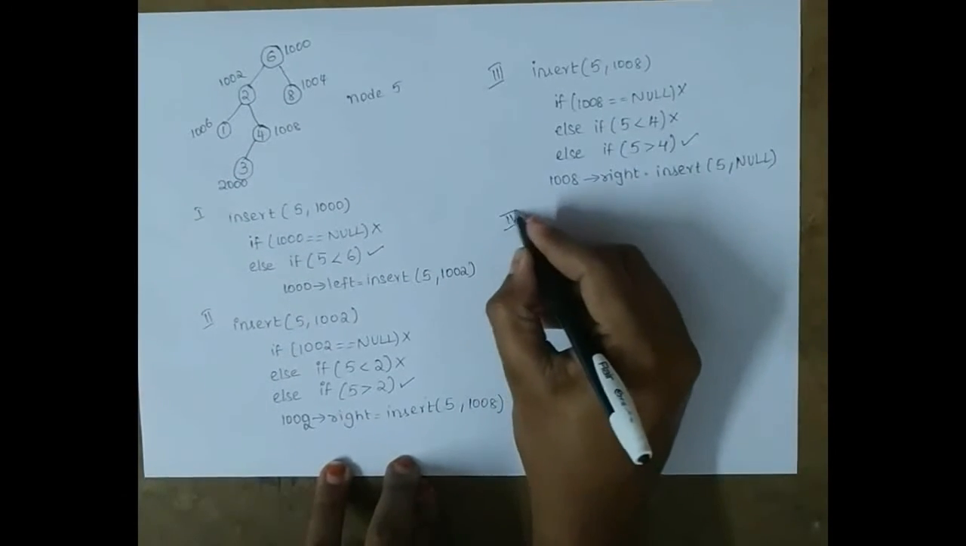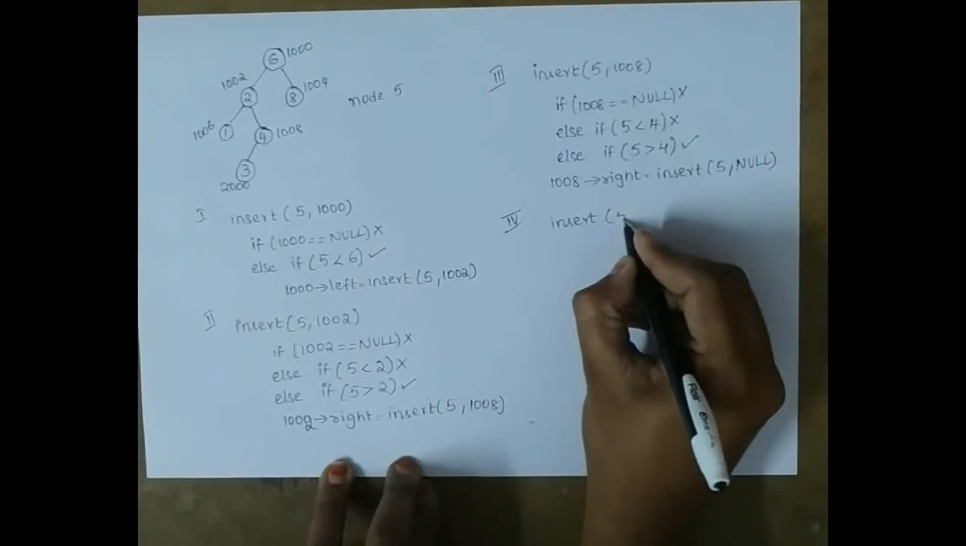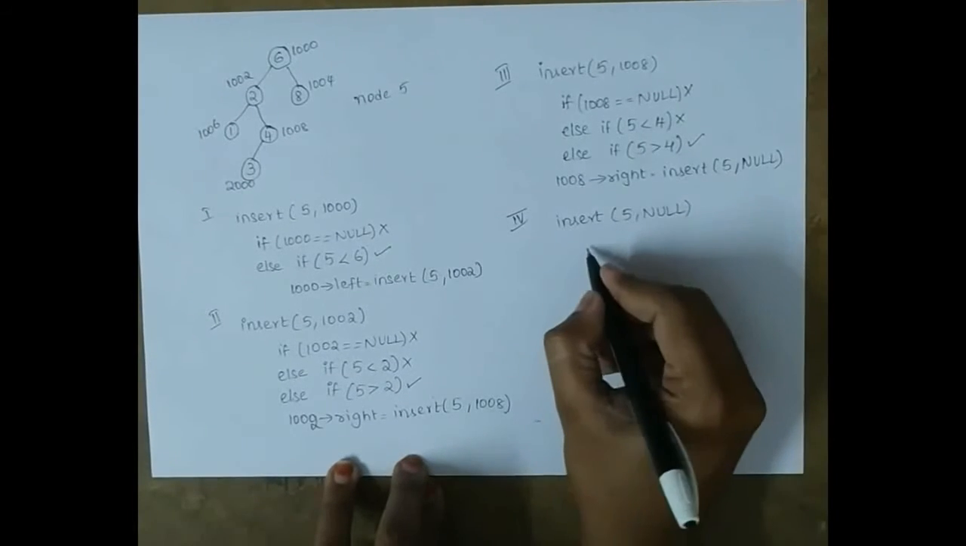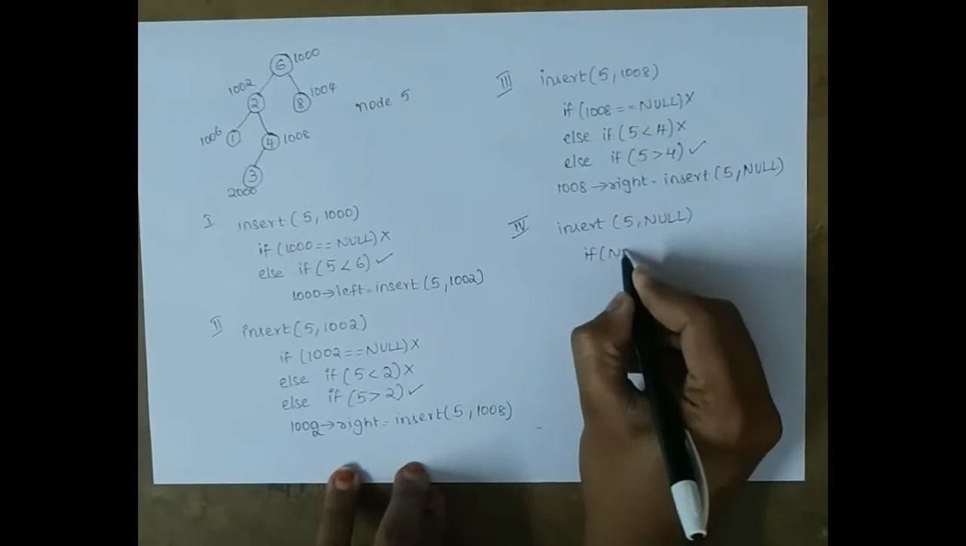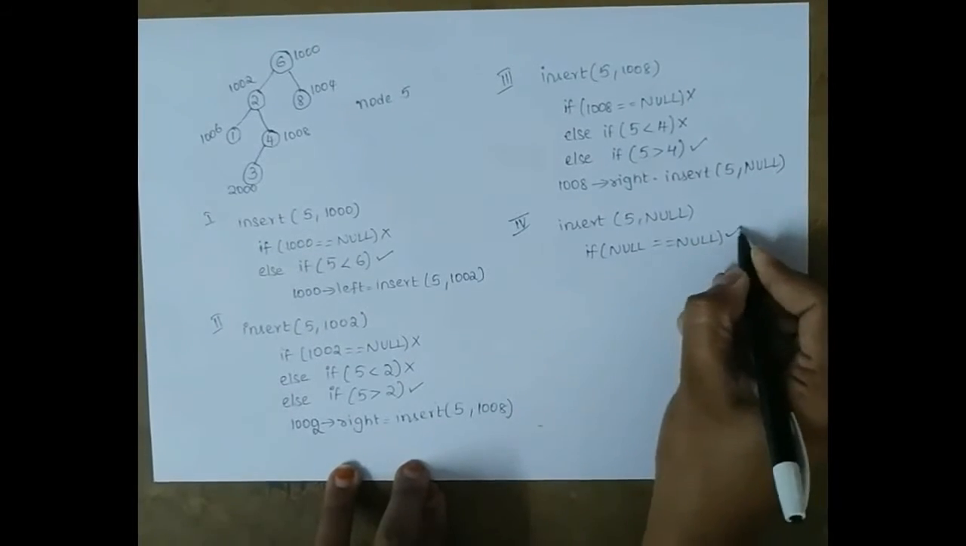So I am calling the fourth insert function, insert 5 comma null. That means here our root value is null. So null is double equals to null. So the condition is satisfied.